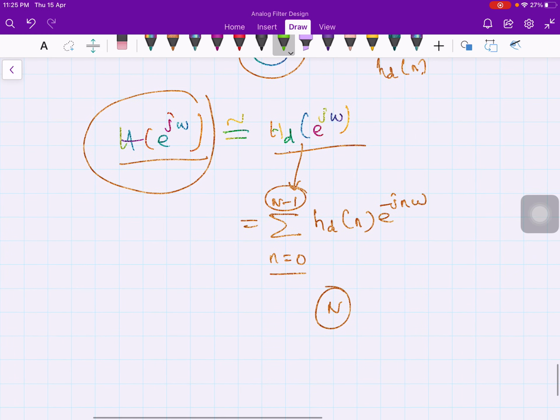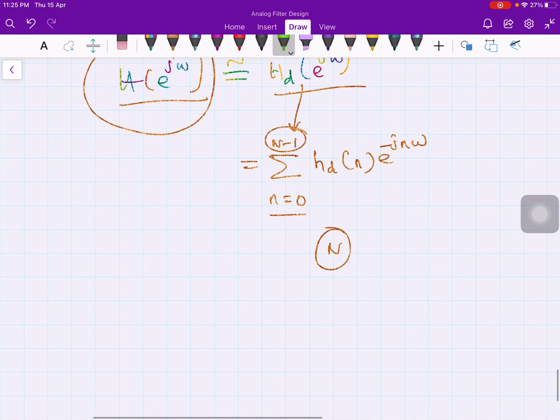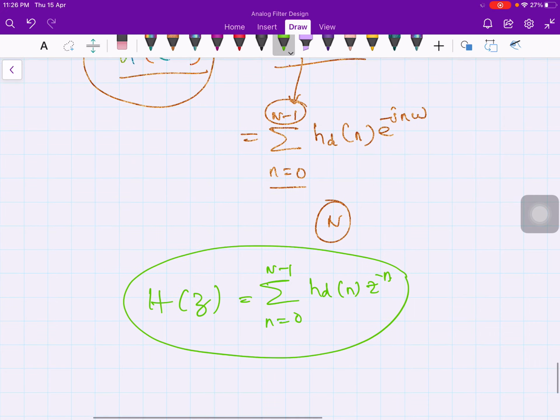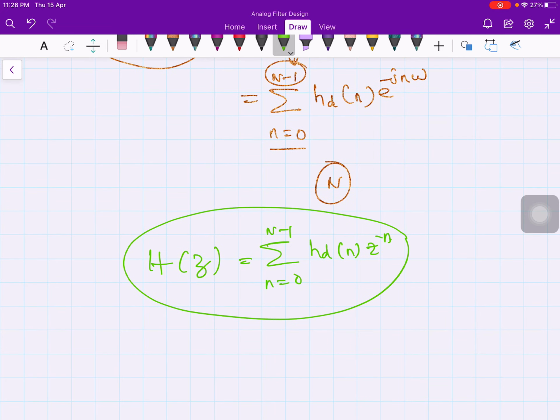So I want a realizable filter. H(z) will be simply equal to the summation of hd(n) z^(-n), n equal to 0 to N minus 1. I am just taking the z transform. Here also I have taken length equal to capital N. So it is a finite impulse response sequence.